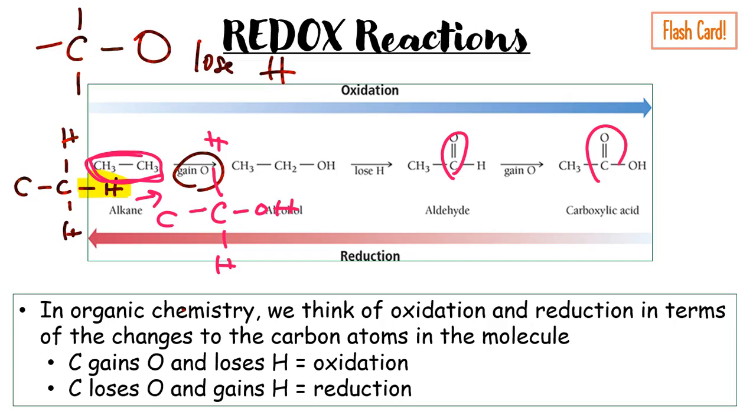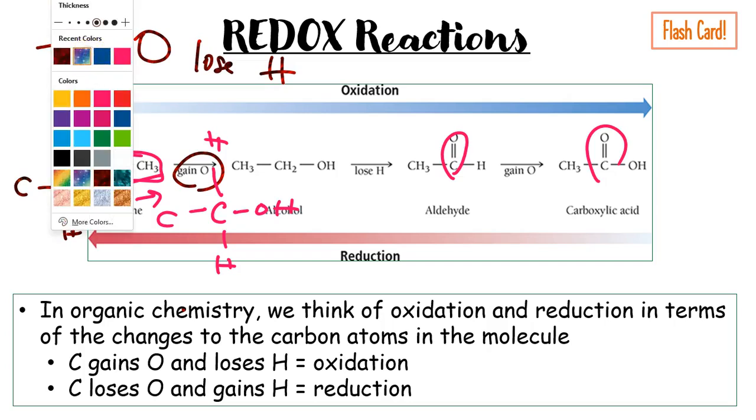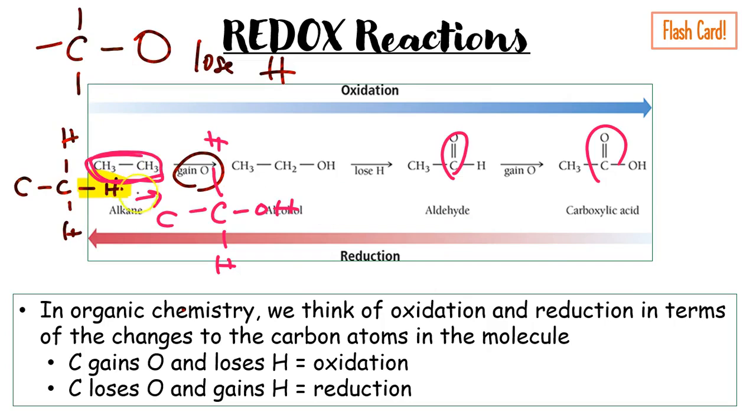But if you're talking about going the opposite direction, which is reduction, then a carbon-hydrogen bond is going to be gained and an oxygen is going to be lost. So let's see this one here. We have carbon double bonded to oxygen. We have a carboxylic acid group, okay? And we also have it attached to CH3.